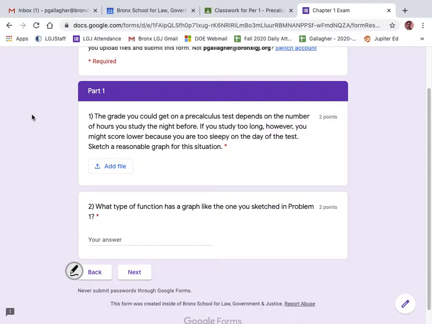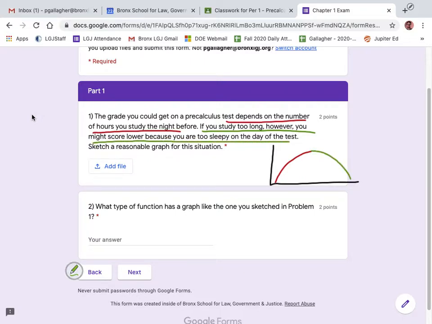So the grade you get on the exam depends on the number of hours you study each night. That means if you study some more, it goes up. If you study too long, however, you might score lower because you're too asleep, and so it has to go down at some point. Now, it has to all be in the positive x values, because if you're in the negative x values, somehow time is negative, and that cannot happen.